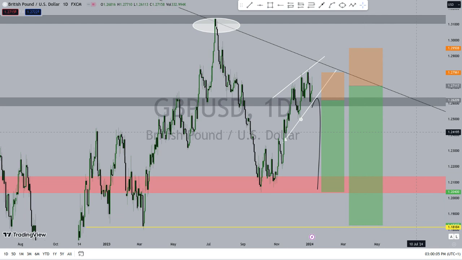But all we know is that we're clearly watching and keeping our eyes close to what GBP is about to give us next. For me, as long as price is still trading below this major trend line, then we should be looking for a bearish move to the downside.